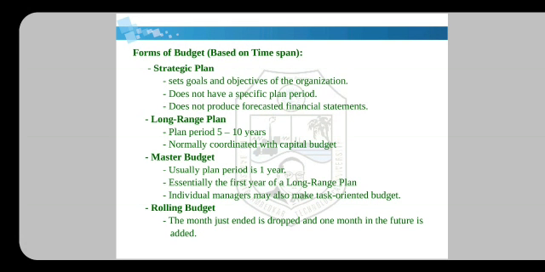The next is rolling budget. In rolling budget, the budget is put forth for 1 year, but whenever that 1 year gets completed, one next month will get added into that budget. So the month just ended is dropped and one month in the future is added. So these are examples of types of budgets based on the time span.